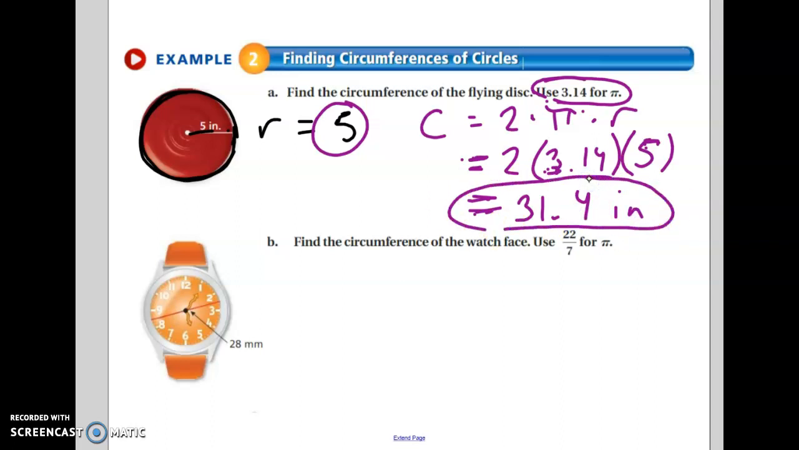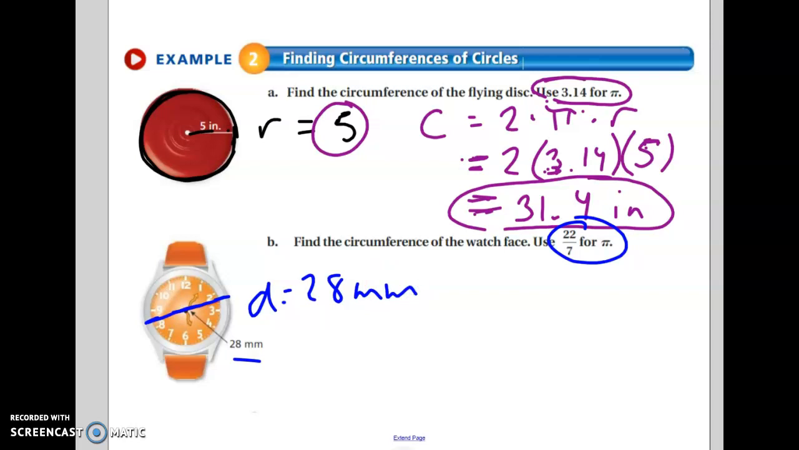We're going to do the same thing on part B. Only a couple things are changing. Now they want us to use this fraction approximation for pi rather than 3.14. We can also use 22/7. And also, over here in this picture, we're not given the radius this time. We are given the distance all the way across the watch face, which means that we know the diameter is 28 millimeters.